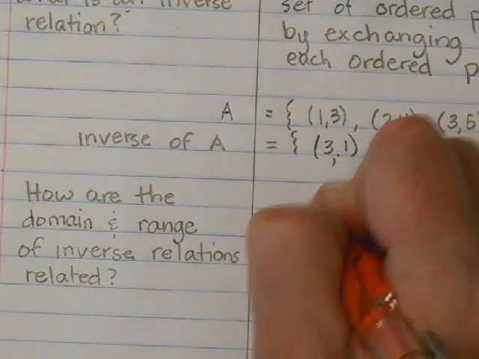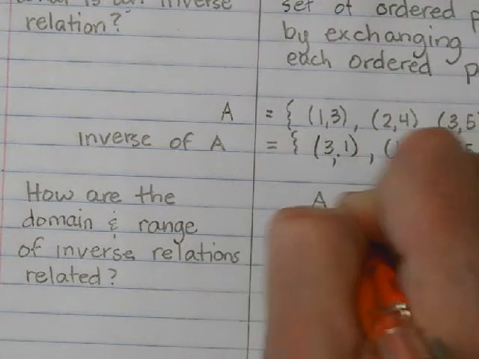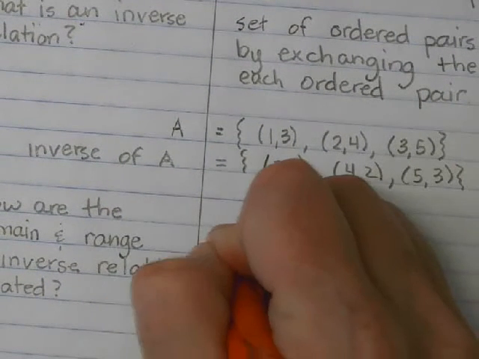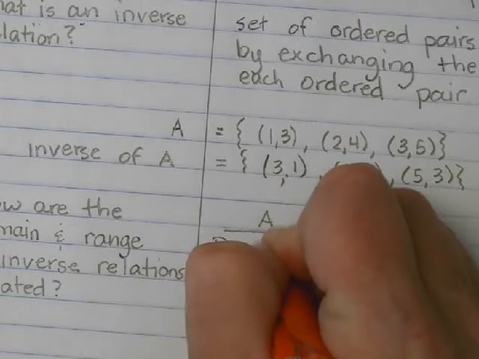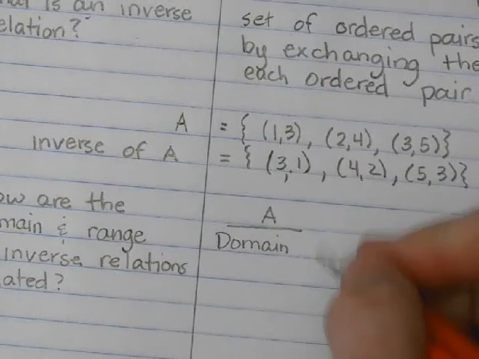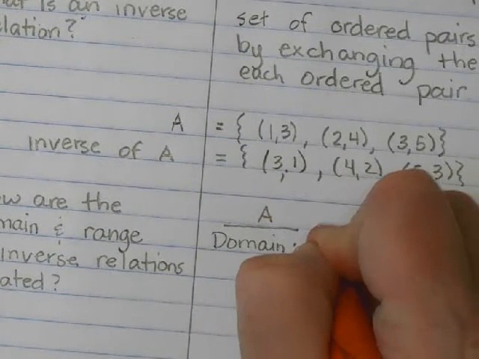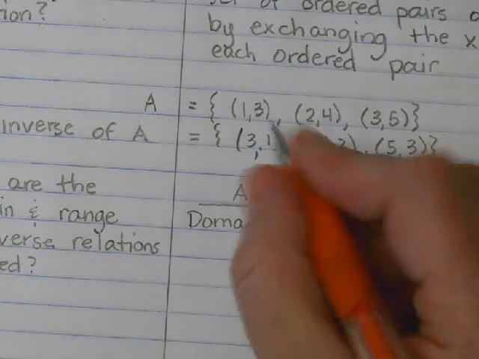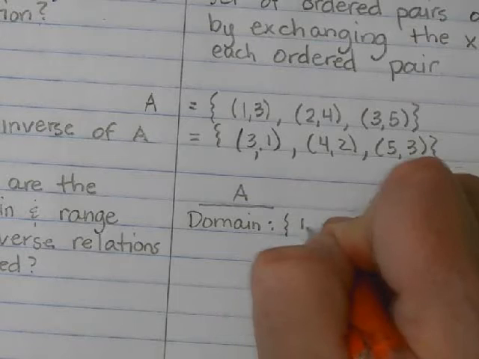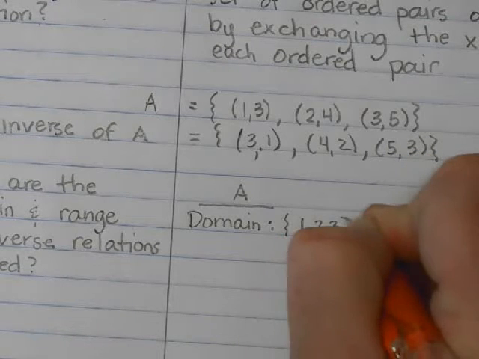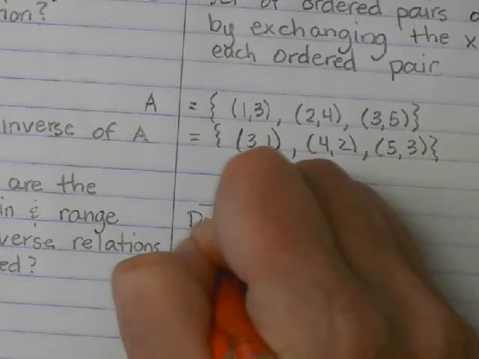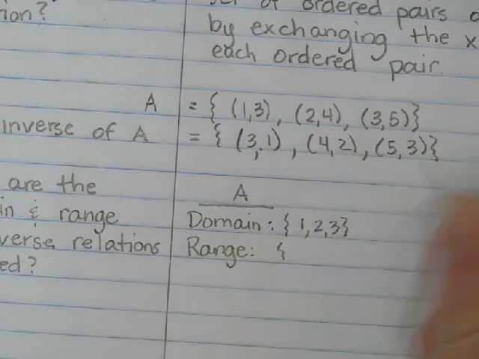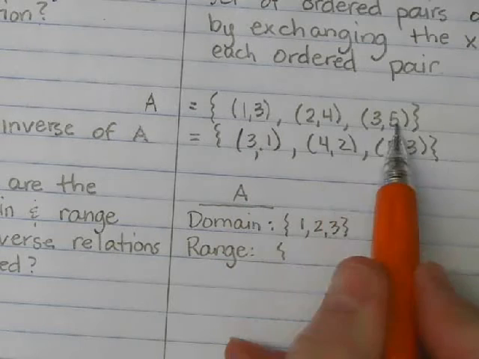Okay, so let's look at A here. So this relation right up here. Well, remember that we said that the domain is just the x values. Okay, so when we have something like this, where they're just points, we literally write the domain as 1, 2, 3. And that's it. The range is just the y values. So 3, 4, 5.